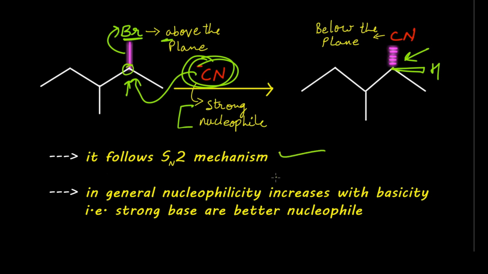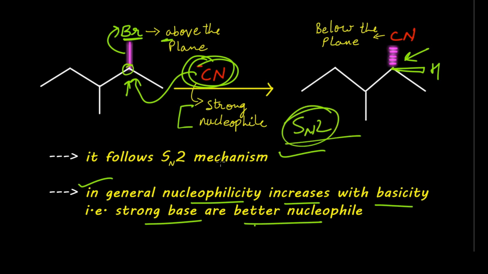It follows SN2 mechanism. In general, nucleophilicity increases with basicity, that is strong bases are better nucleophiles. Remember this statement. Strong bases are better nucleophiles. So better nucleophile means strong nucleophile. Strong nucleophile in case of secondary alkyl halide will attack first and kick out the leaving group and follows SN2 mechanism. Right? That is a single step reaction.